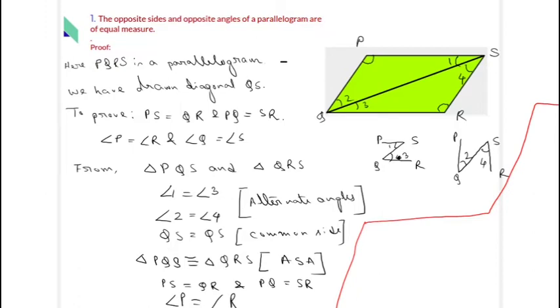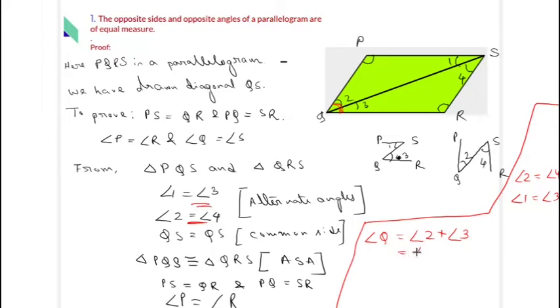Now see, angle Q can be written as angle 2 plus angle 3. Yes, this can be written as angle 2 plus angle 3. Now, angle 2 is equal to angle 4 that we have written here because they are alternate angles. Okay, and angle 1 is equal to angle 3. This also we have written here as they are alternate angles.